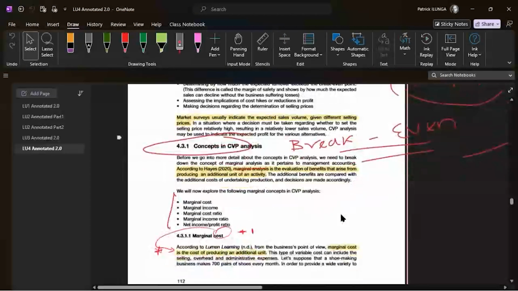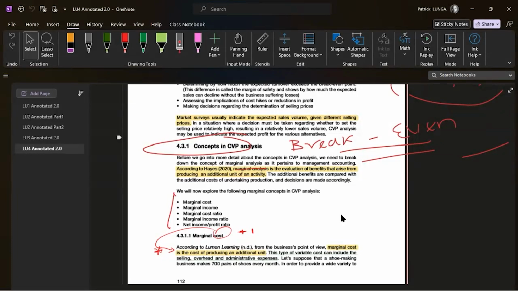And before we introduce the concept of CVP and break even and all that, we start first of all by talking to you about what is marginal analysis. Marginal, it should ring to you as benefits. You are evaluating the benefits that arise from producing an additional unit of an activity. What is this linked to? If you've done economics, it's linked straight to economics.